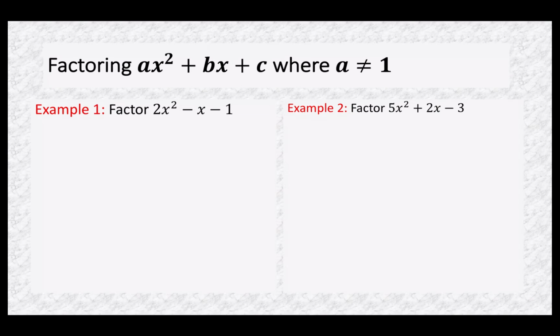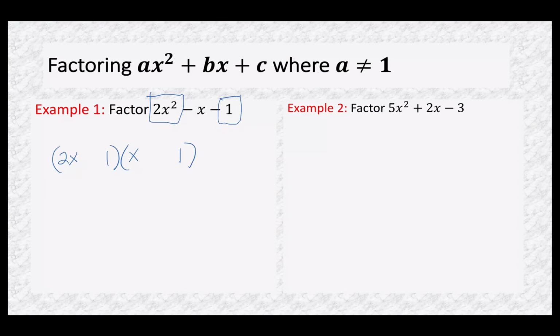So let's create binomials that will be multiplying each other. In the first position, I want to consider what times what makes 2x squared. And the only combination that works is 2x times x. So that's good because if there's only one combination, our lives are a lot more simple. The second thing I look at is the last term, the number 1. Again, I ask myself, what times what makes 1? There's only one combination, so I'll place the 1s there.